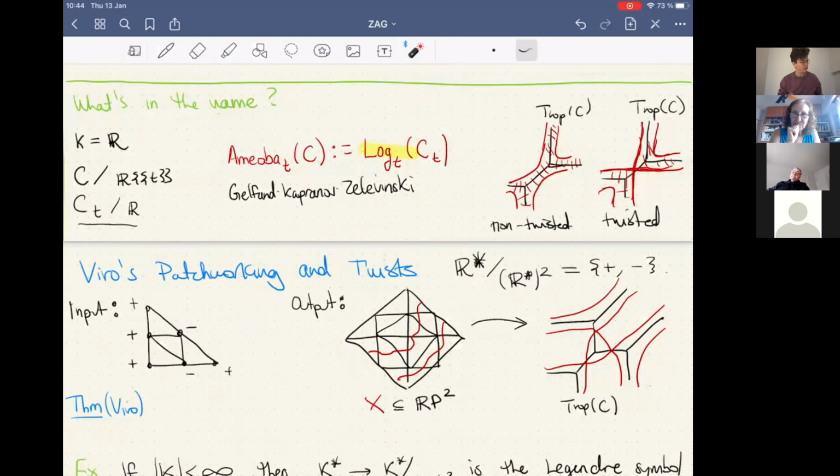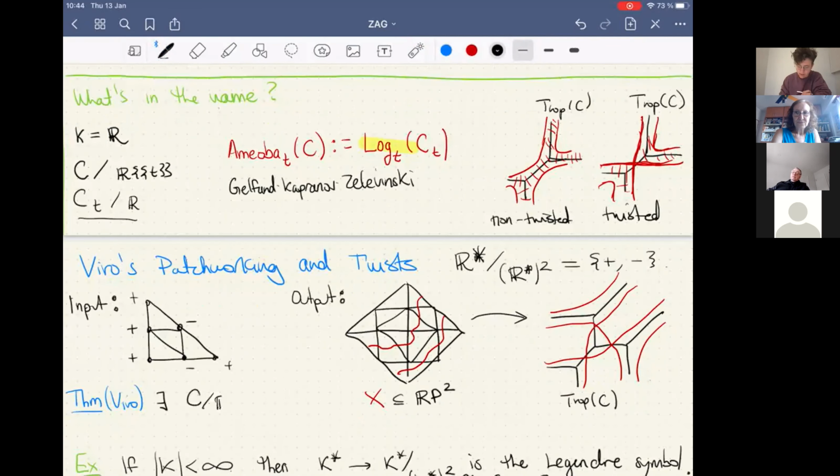And Viro's theorem says, paraphrasing, that there exists a real algebraic curve C defined over R such that the pair RP2 and the real part of C is actually isotopic to this thing that you construct from just this purely combinatorial data.